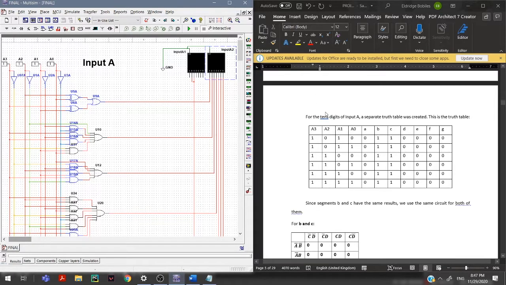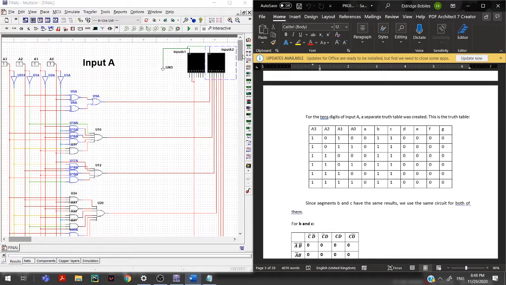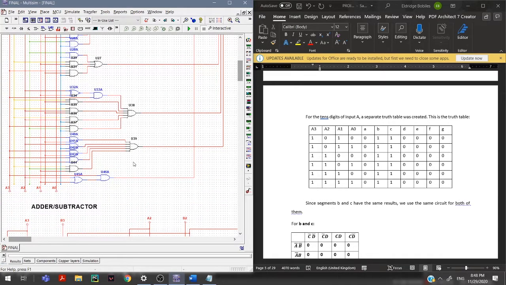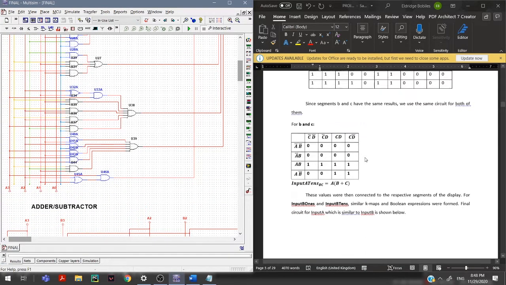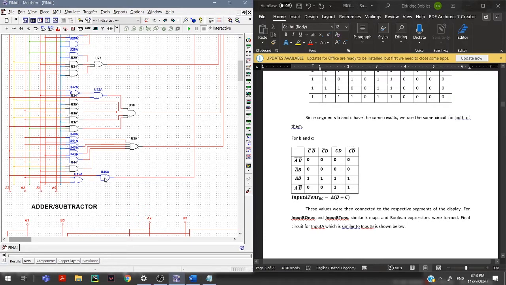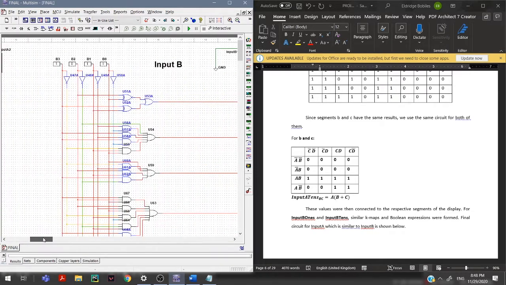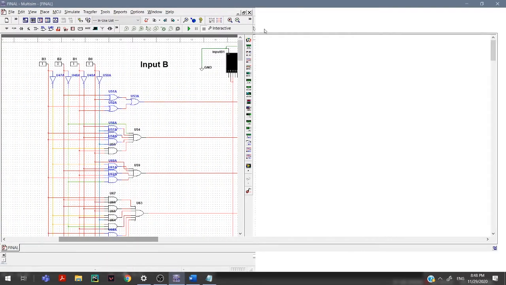And for the tens digit of input A, a separate truth table was created. So this was the truth table for the tens digit. And as we can see, this was the resulting Boolean expression for the tens digit, which is A and B plus C, and it was connected to the tens digit of the input A.